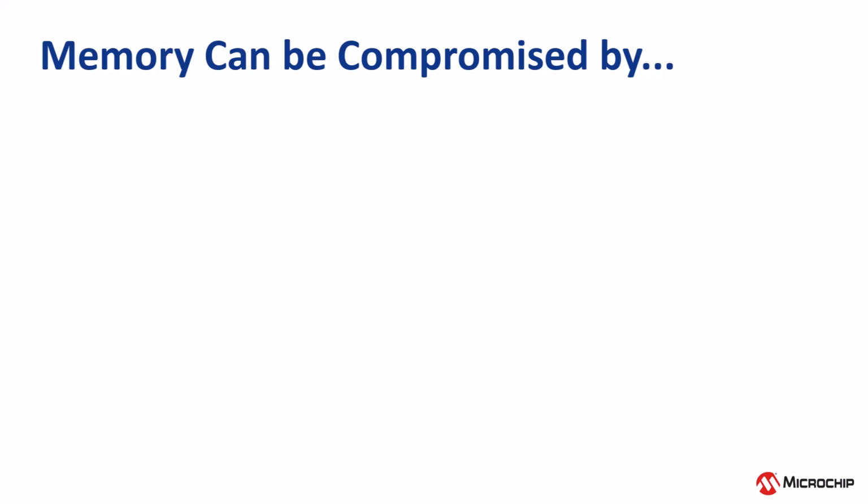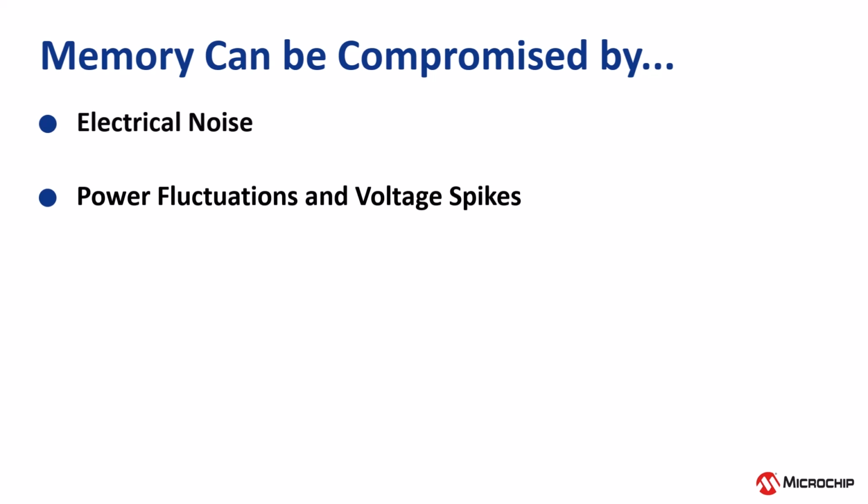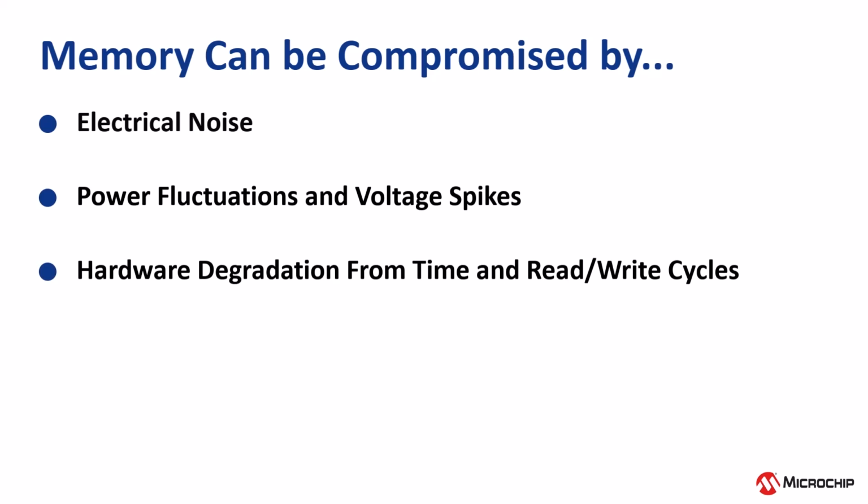Well, memory can be compromised by electrical noise or power fluctuations and voltage spikes, and hardware can also degrade over time due to read and write cycles. And stranger than any of those possibilities, even cosmic radiation, as in tiny charged particles from space, can flip bits and cause errors. Fortunately, these events usually are insignificant when it comes to devices like laptops or cell phones, but when a system is responsible for core safety functions, this typically insignificant event could become much more severe.